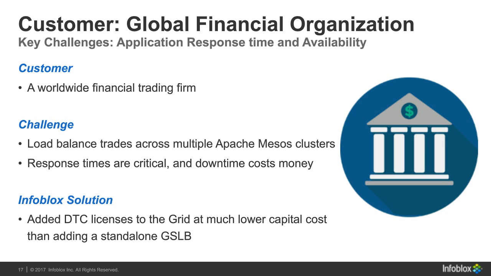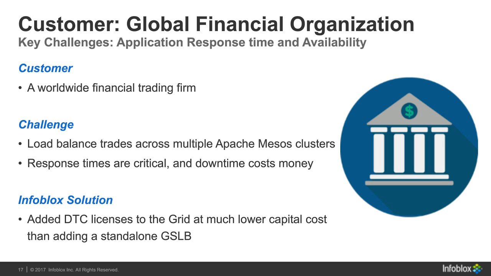They added it, again, to their existing grid. And it cost them significantly less than it would have for them to go out and buy a completely new load balancing architecture, completely separate appliances, completely separate maintenance contracts, completely separate knowledge workers to go and handle that skill set. So this worked out really well for this global financial organization.